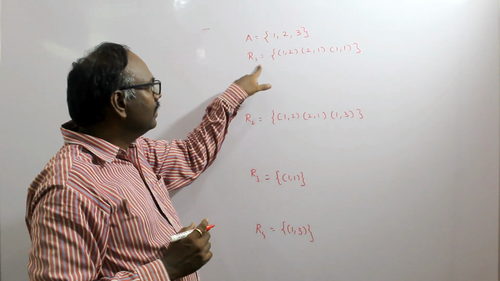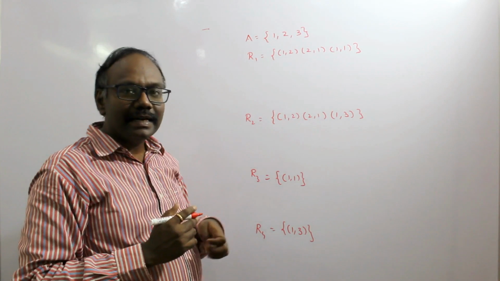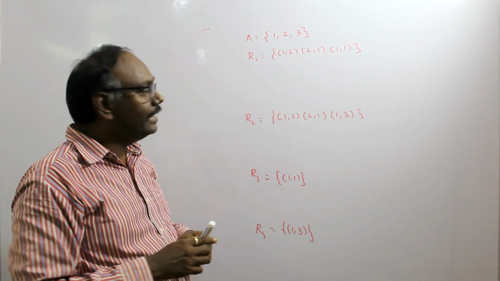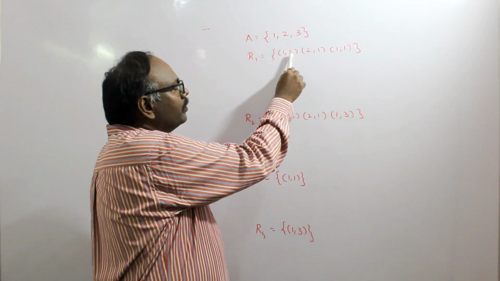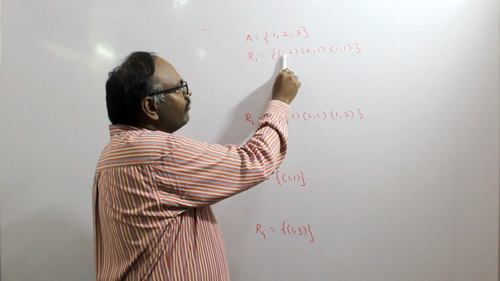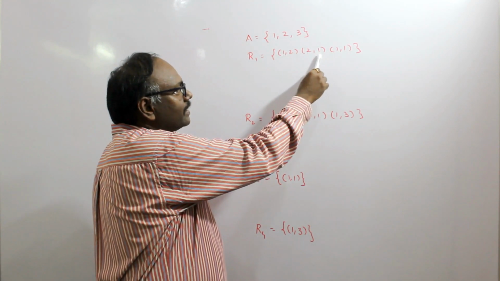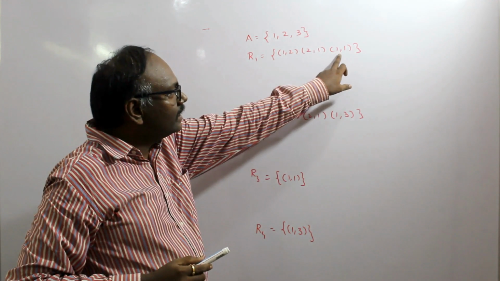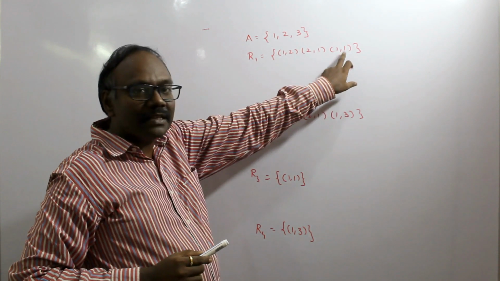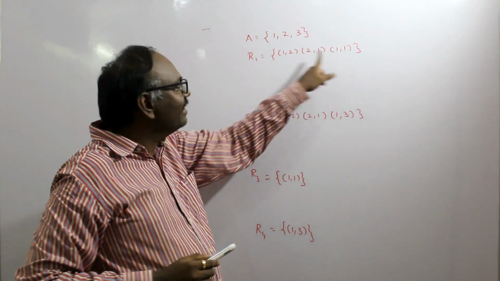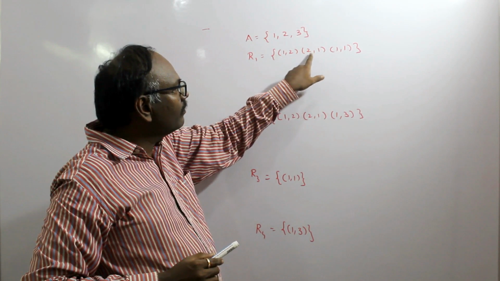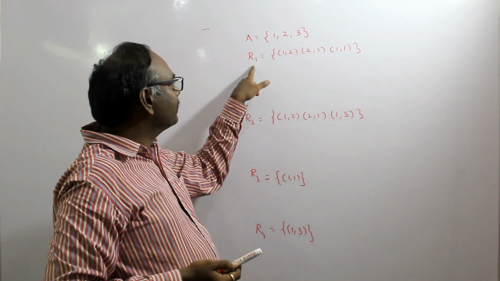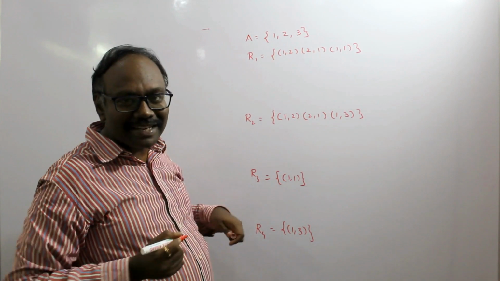Now let us see the first relation R1. You have to check whether this is a symmetric relation or not. You check for 1, 2. If I swap the elements, if 1, 2 is present then 2, 1 should be present. Obviously if 1, 2 is present, 2, 1 is present. And the next is 1, 1. If you swap, it is the same ordered pair. So for 1, 2 it is 2, 1, for 2, 1 it is 1, 2 and for 1, 1 it is 1, 1 itself. Therefore R1 is a symmetric relation.